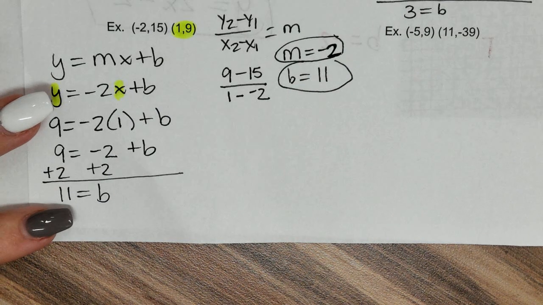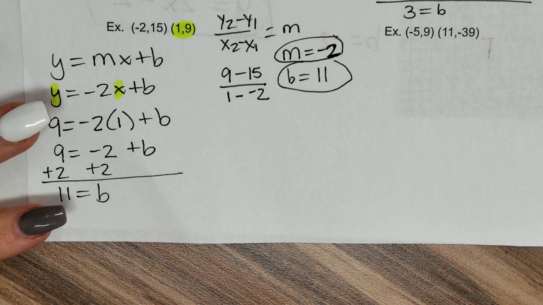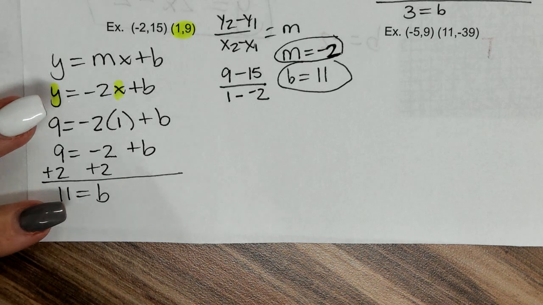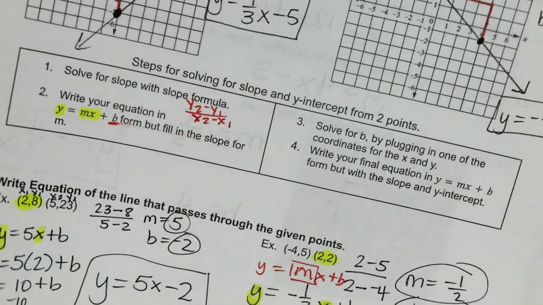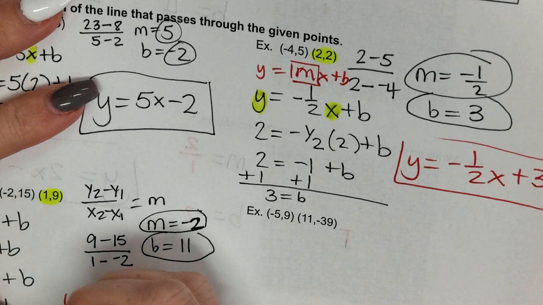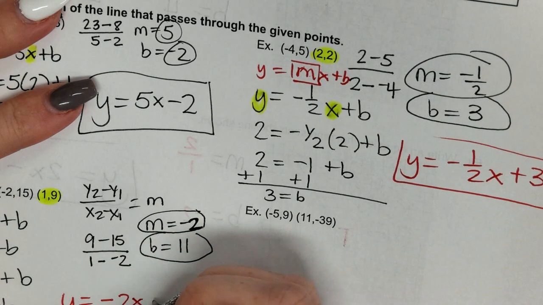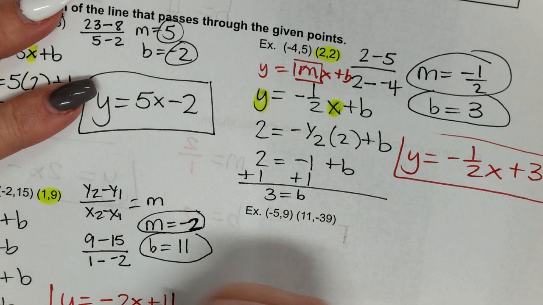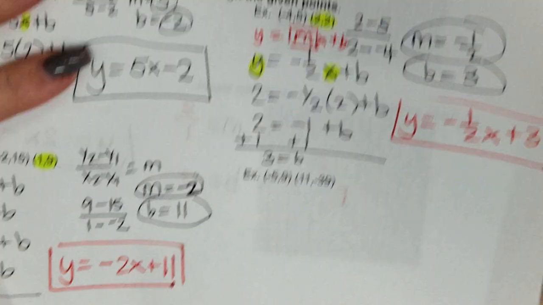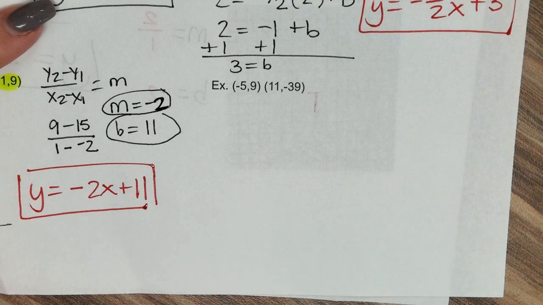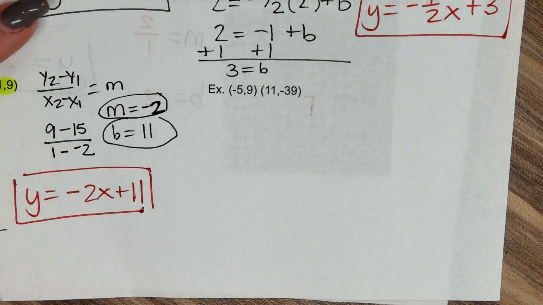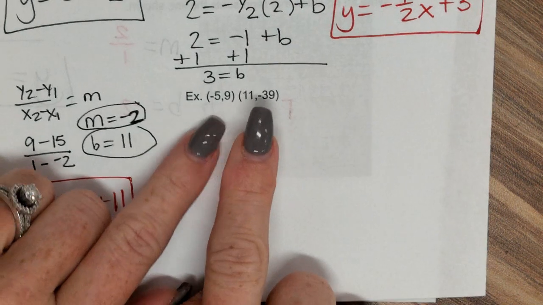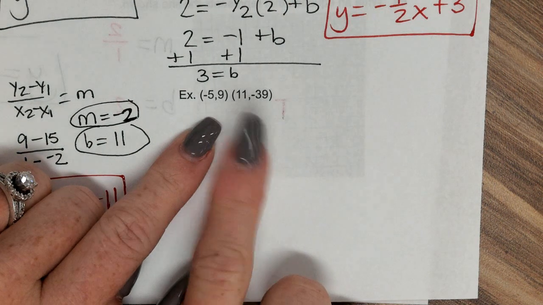Now, that is not my final answer. I'm now going to use the m and the b to write an equation that looks like this. So my answer would be y equals negative 2x plus 11. Are we okay? Okay, I want y'all to try this one on your own by following the steps.